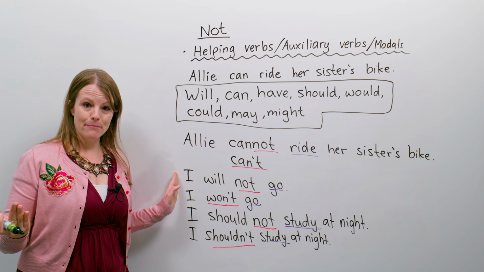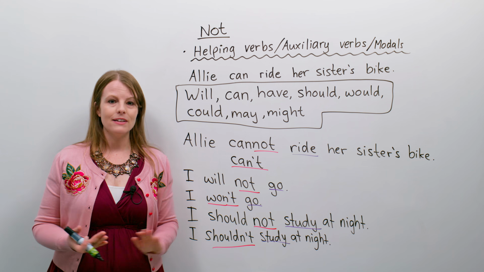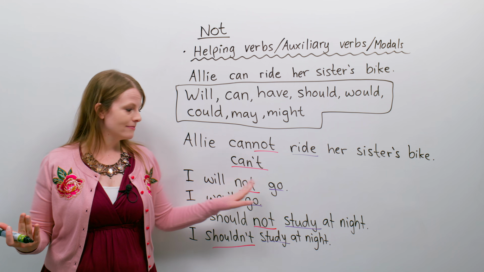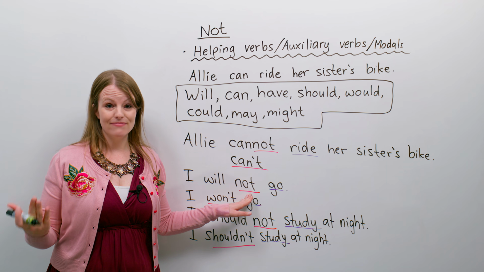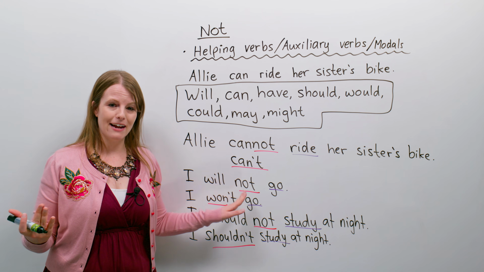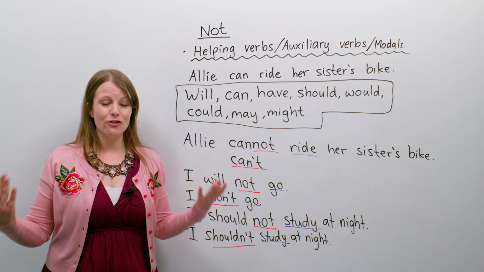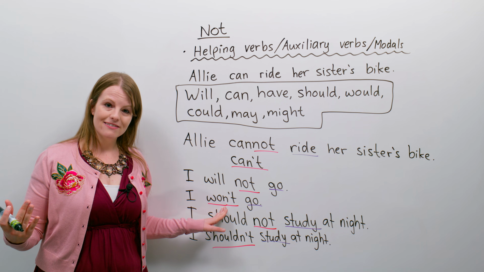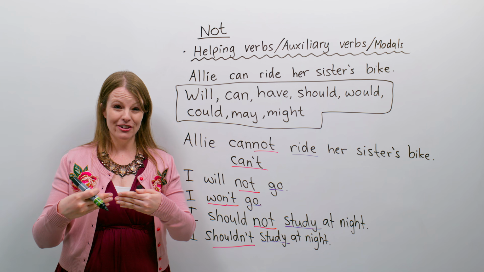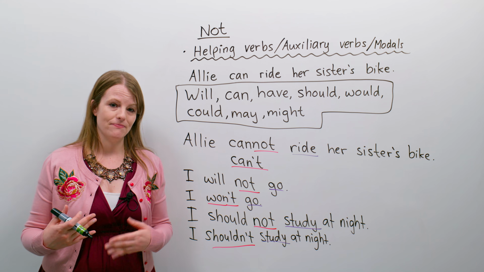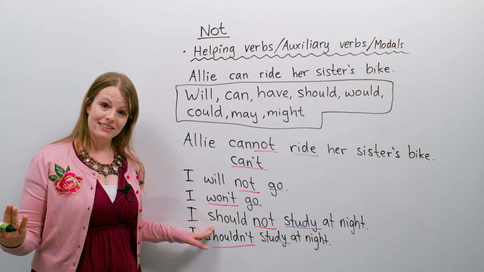Here is another example. I will not go. Go is the main verb. Will is the helping verb. So you'll notice that not goes between these. It's right after will. I will not go. We can also use a contraction. Won't is the contraction of will not. Will not together becomes won't. I won't go.